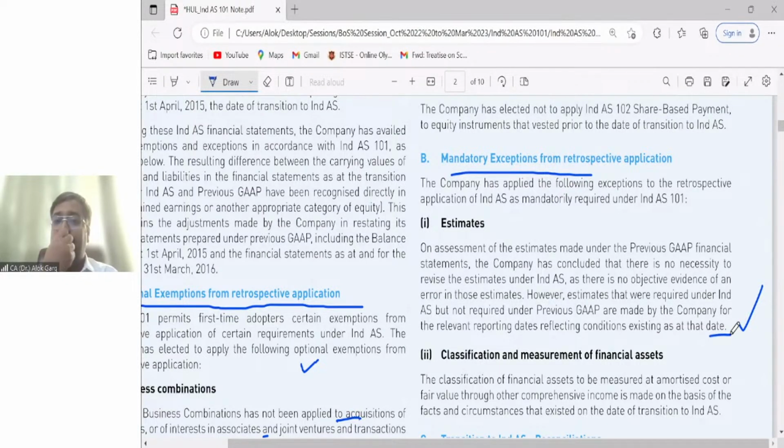So they have also written that where the estimates were required under IGAAP, we have used the same estimate, right? Except if the estimates were in error, then we have revised the estimate. Or if estimates were not required in IGAAP but required in Ind AS, we have made a new estimate as per Ind AS, right? Is it clear? Yeah, I have shown you the Hindustan Unilever annual report as well. Is it clear? Very good.